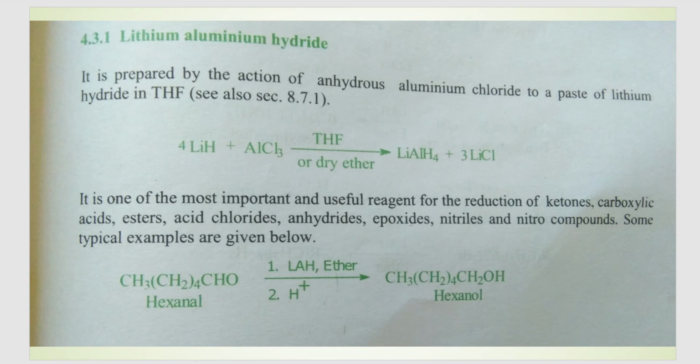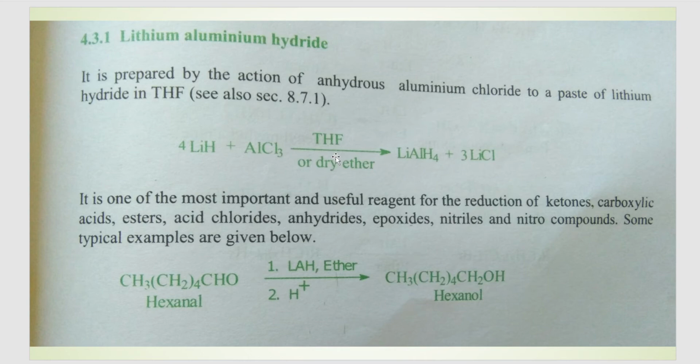So you will be studying reductions using these metal hydrides, what the mechanism is, and how these metal hydrides can be prepared. So we will begin with lithium aluminum hydride, which is one of the most widely used reducing agents. And how is it prepared? It is prepared by the action of anhydrous aluminum chloride, AlCl3, onto a paste of lithium hydride, and this reaction is done in the presence of THF or dry ether. THF is nothing but hot boiling ether.